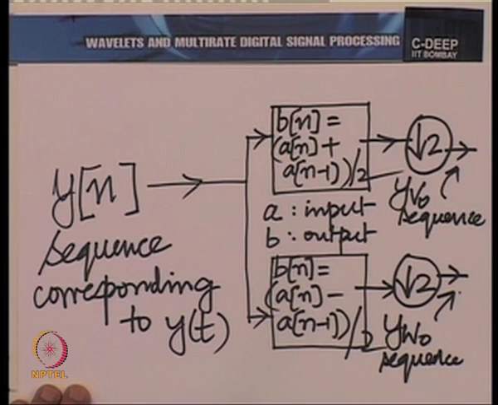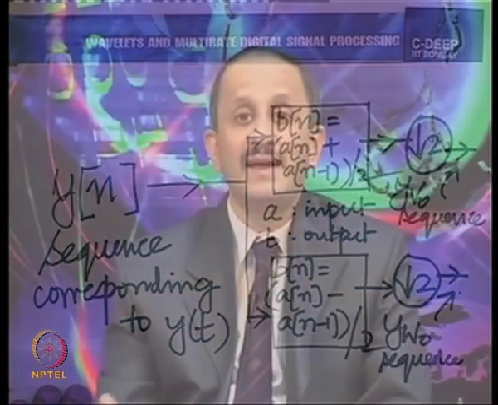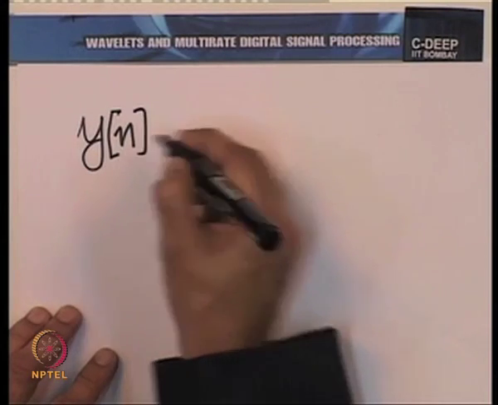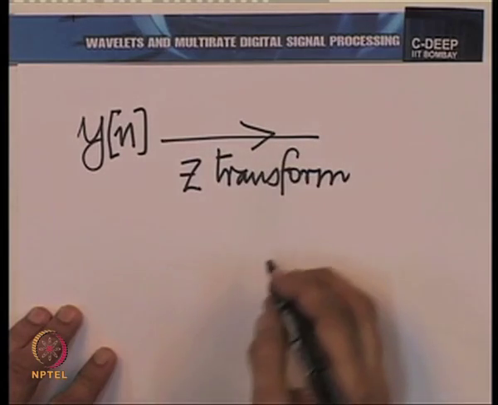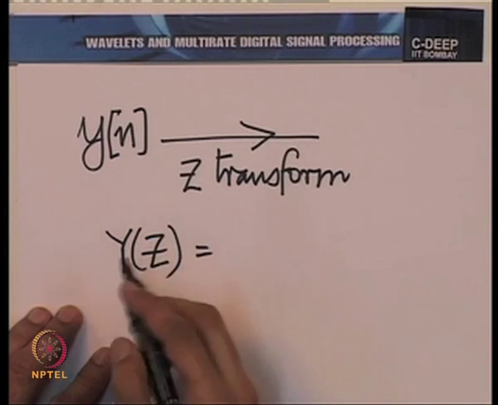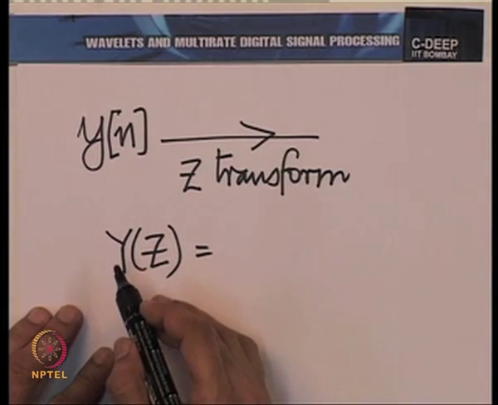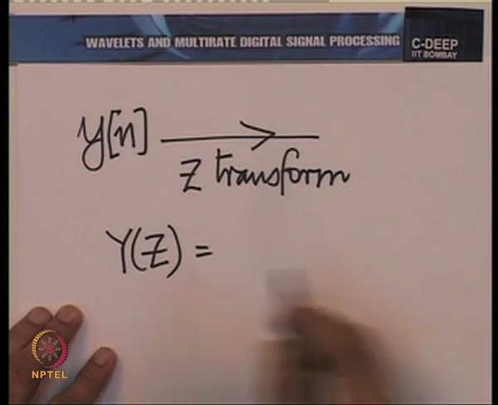In fact, what we should do is to describe these filters in terms of their system functions rather than describe them in the time domain as we are doing here. Now, I shall just recapitulate a few concepts from discrete time processing to refresh our memories and enable our discussion. Recall that if we have a sequence y of n, its z transform is described by y of z. Normally, we use the small letter to denote the sequence in time and the corresponding capital letter to denote the sequence in the z domain or also in the frequency domain.